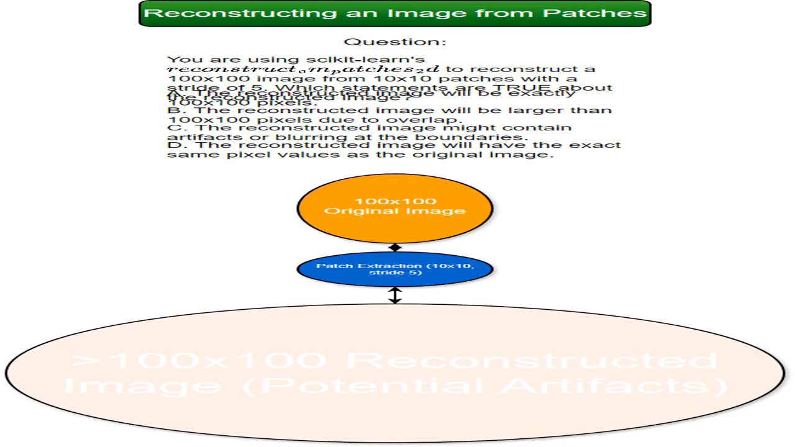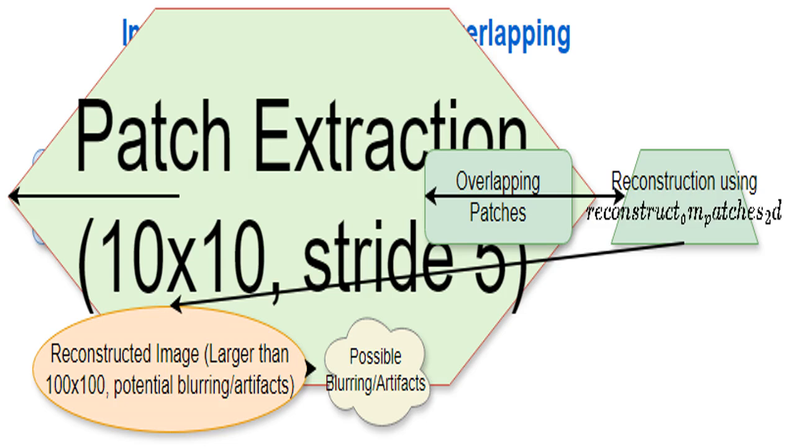And because of the averaging in the overlap areas, I might see some blurring or artifacts, like little imperfections, in the reconstructed image, especially at the edges. Think of it as blending the overlapping parts, which can sometimes create a slightly blurry effect. I'm using Scikit-learn's function. This function cleverly puts together image patches to rebuild the original image. It's like a jigsaw puzzle, but for images.